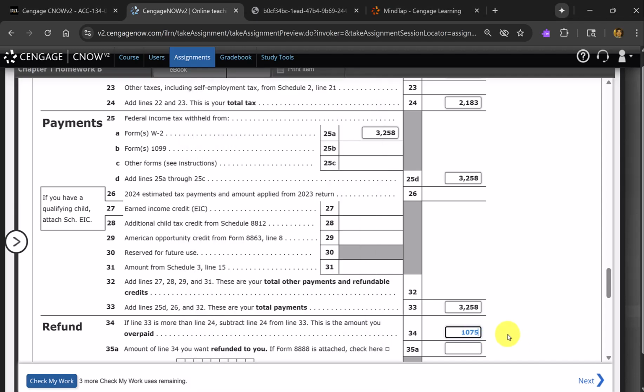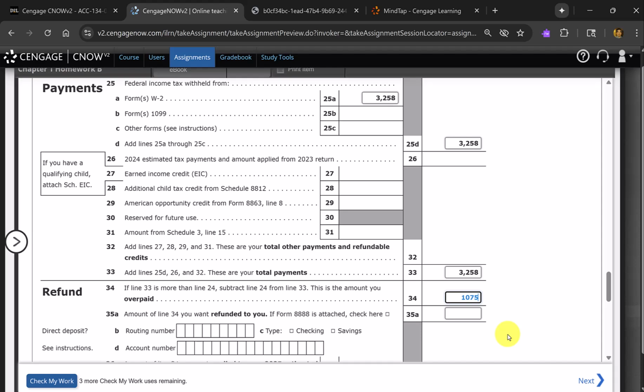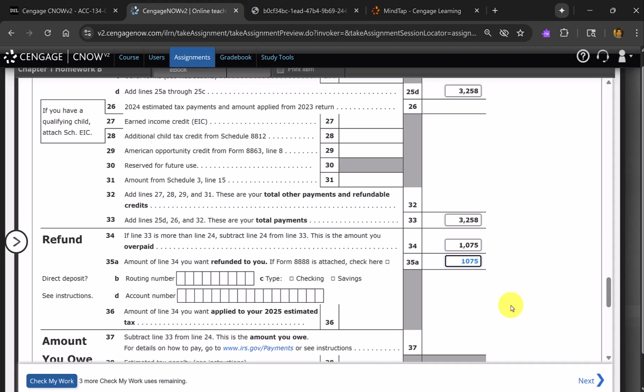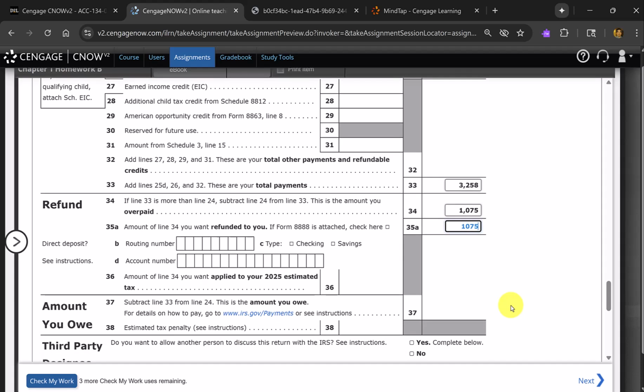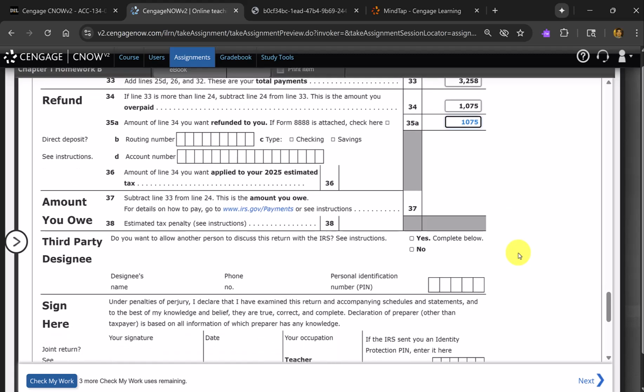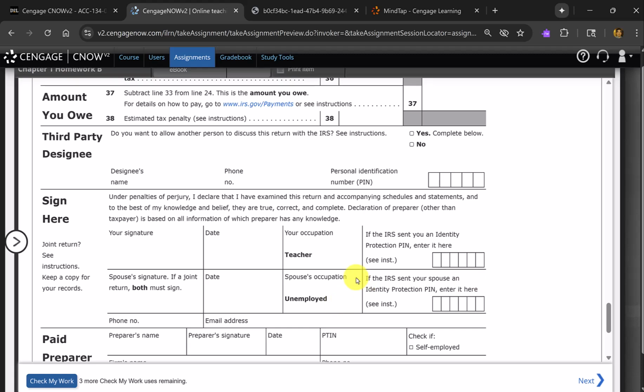And of course, most people assume automatically it's going to be refunded to them, which is true in our case. Or an option, if you think you're going to be owing taxes next year, what you may want to do is apply that overpayment credit to this estimated tax for, in this case, 2025, which we're not doing. I think that's it. There's no other blank to fill in. Make sure the occupation is filled in, yeah?